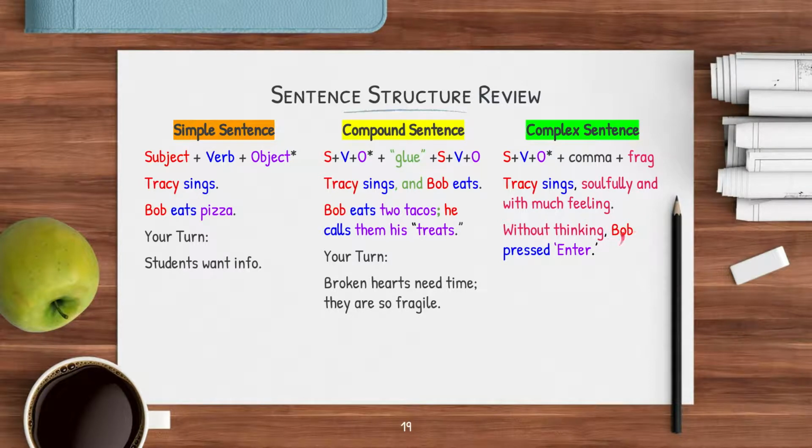Right? So again, if I use my little trick with the one comma switcheroo, Bob pressed enter, comma, without thinking. Now it's your turn.